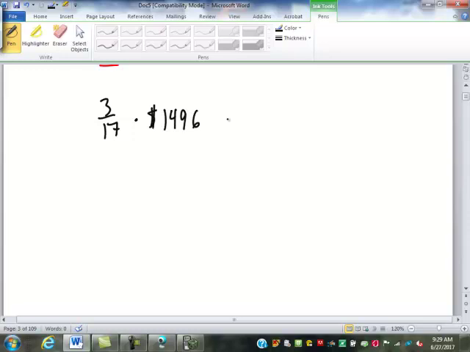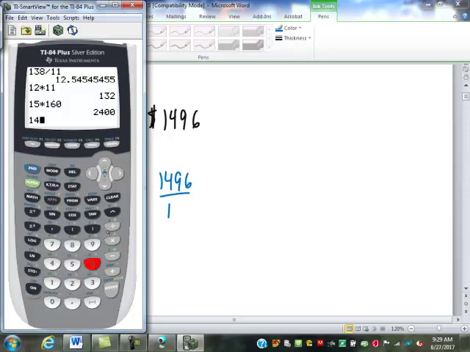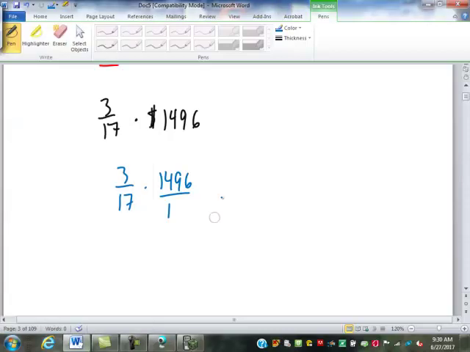1,496. So what we are really doing there is just taking 3/17 times 1,496. So we have to do 3/17 times 1,496 over 1. Now I should check to see if 17 is prime. The only thing it divides by is 1 and 17. So I'm just going to check to make sure 1496 does not divide by 17. And it does. So 1496 divided by 17 is 88.